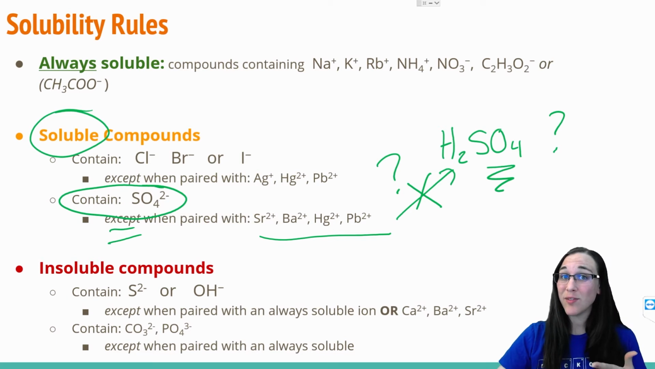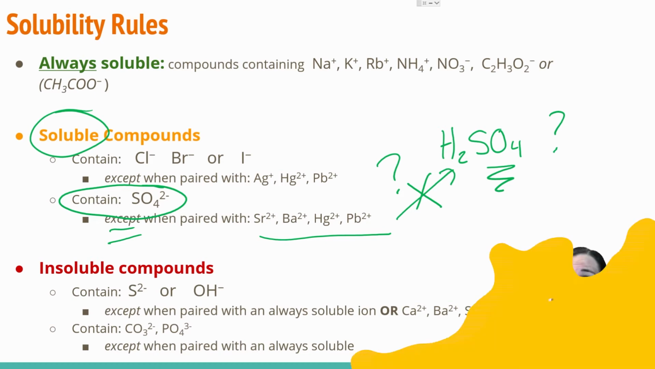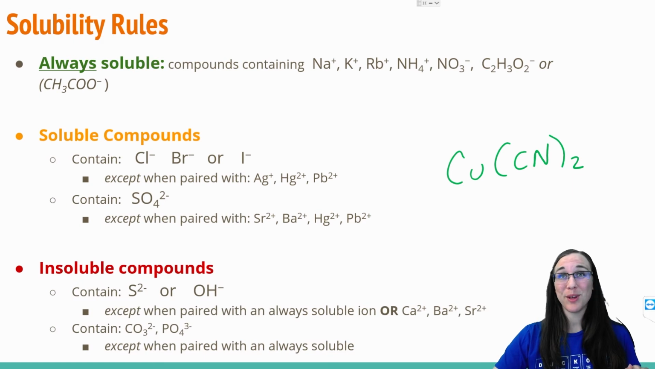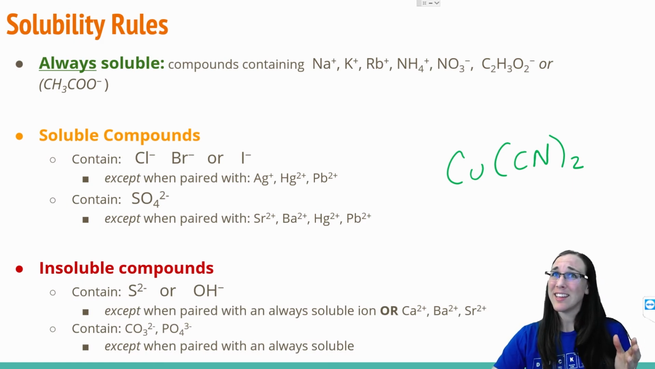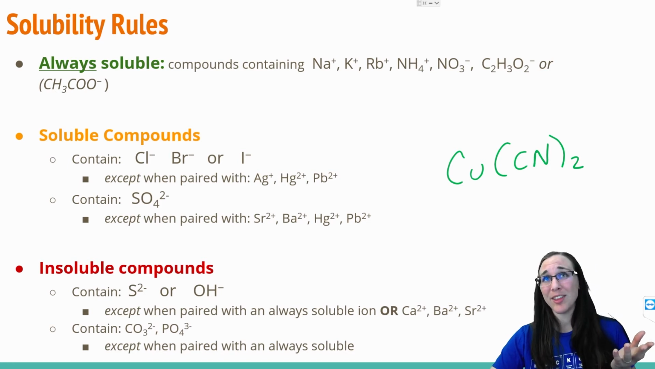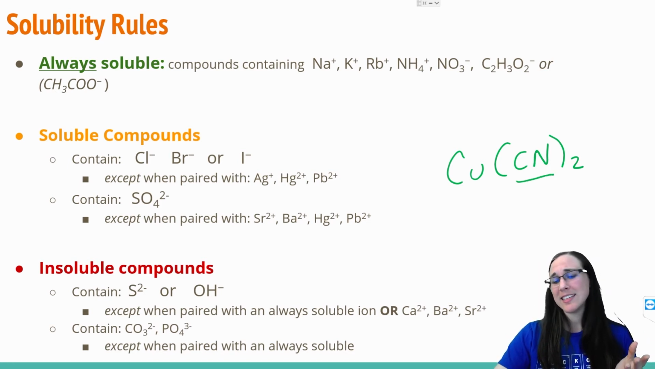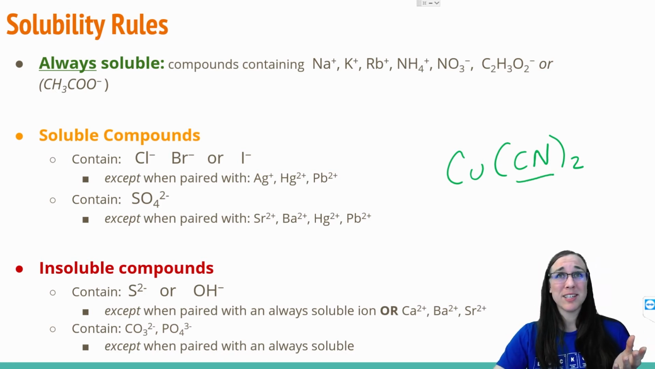As we can see, the sulfate here is a soluble compound, and it's currently not paired with any of the exceptions, therefore we know that H2SO4, sulfuric acid, would be soluble, or aqueous. This one was a trick compound for you. Notice that there's no copper anywhere on our list, not even in any of the tables that I've provided either, nor is there a cyanide, CN, polyatomic ion, anywhere to be found for us to determine whether or not this compound would be soluble or insoluble.